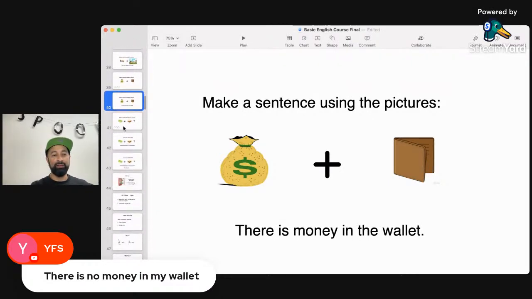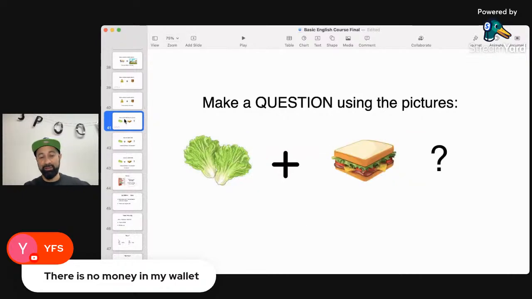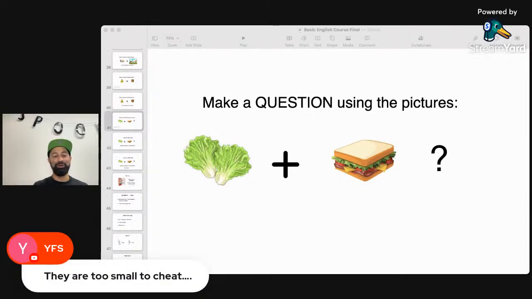Let's do another one. We're going to move into a question. This will be the last one we'll do. And we're going to end with a question. Please look at the slide. YFS: They're too small to cheat. Yes, they are. Even I can't read that. It's so small. Thank God. That's good. No cheating in class.